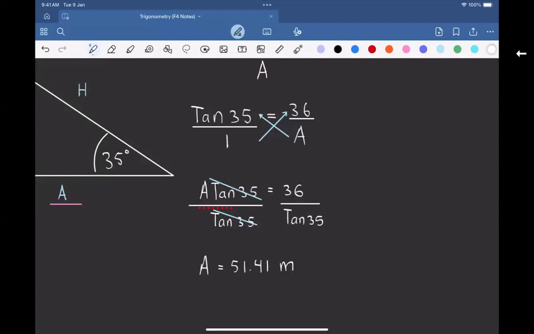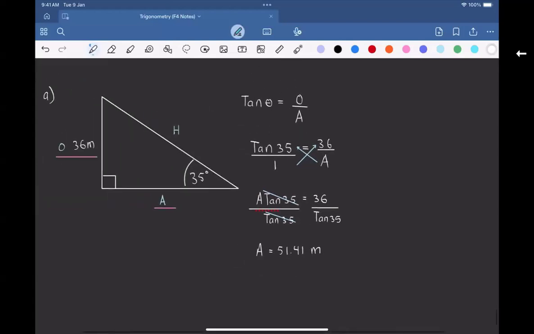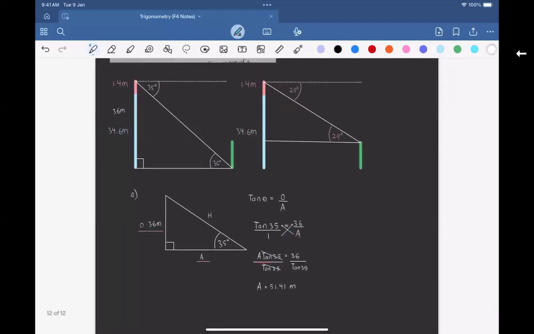Well, yeah, you got the first part correct then. It's just the second part that'll give you trouble. Let me check what Amy did. 51.41. Amy, you look like you did the correct thing. You just did it a different way.